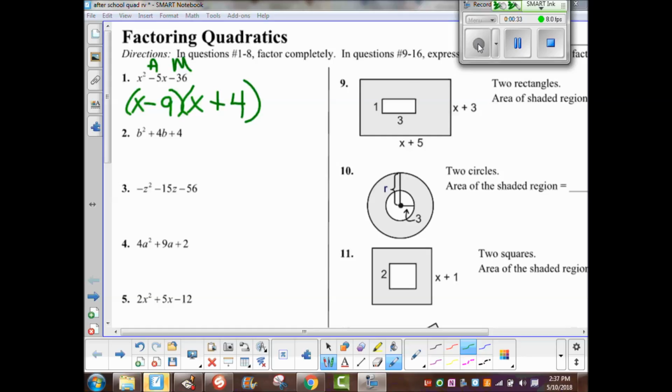That's all they're asking you to do there is factor. There is no equal sign, so it's not asking you to solve. You stop right there. That's your final answer.